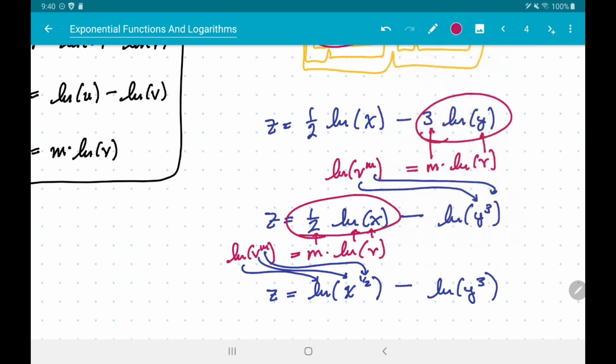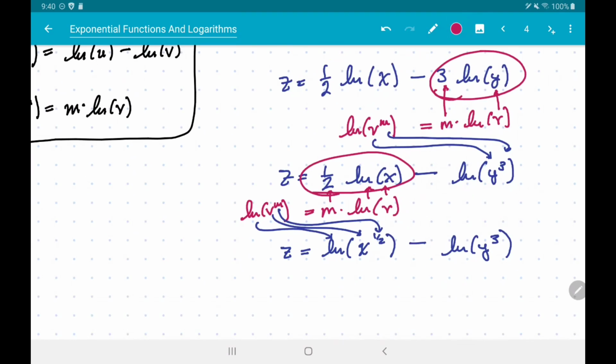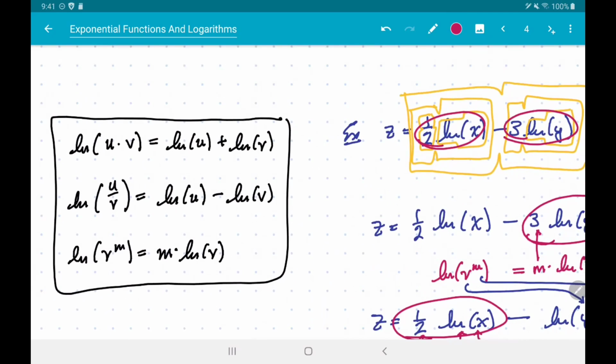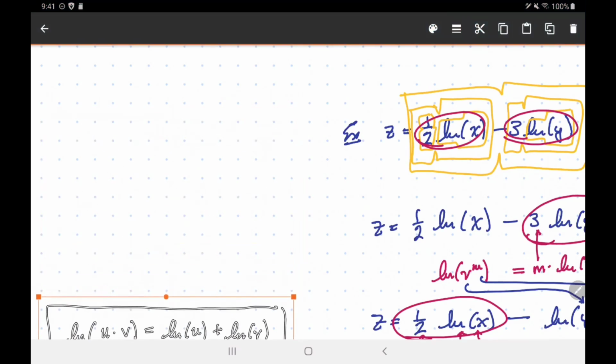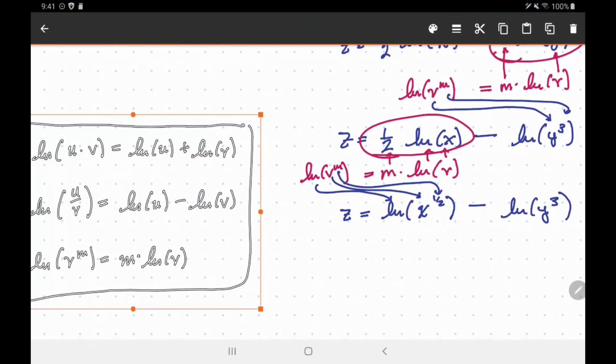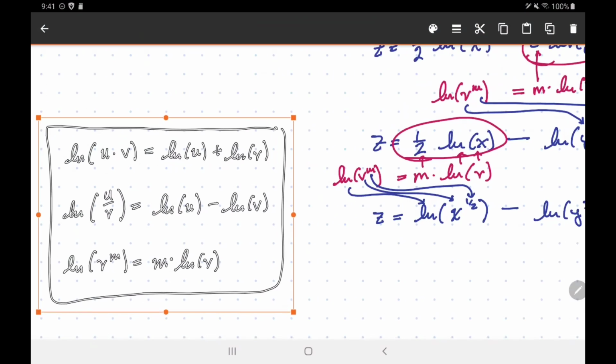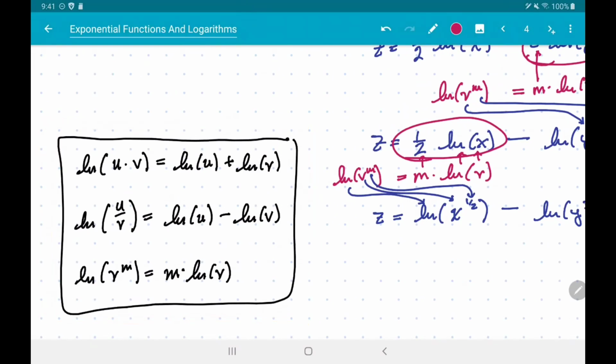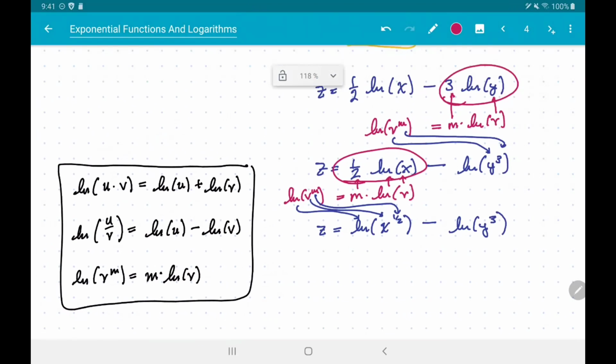Now we need to do one more step. So looking at the formula here, looking at that expression, which of these could we possibly use on it? Let me grab my thing and move it down. Which of these formulas could we apply to this?